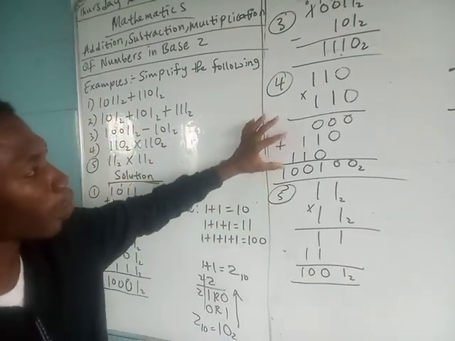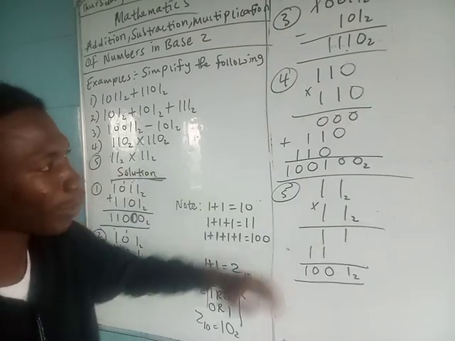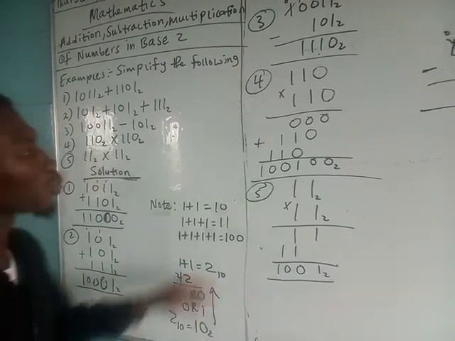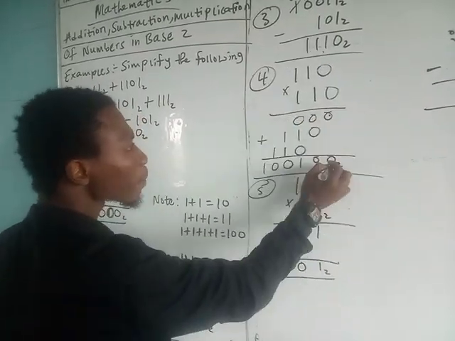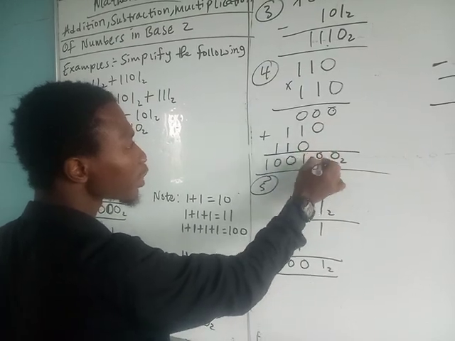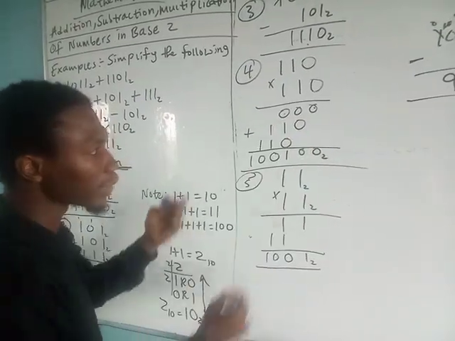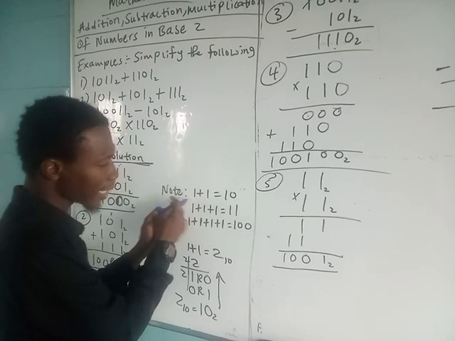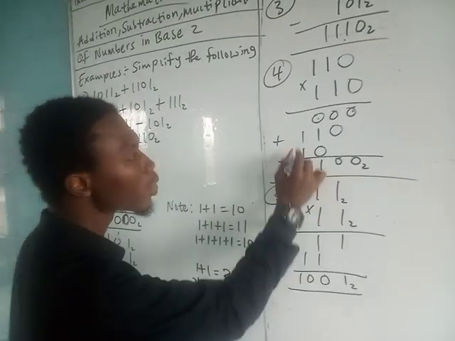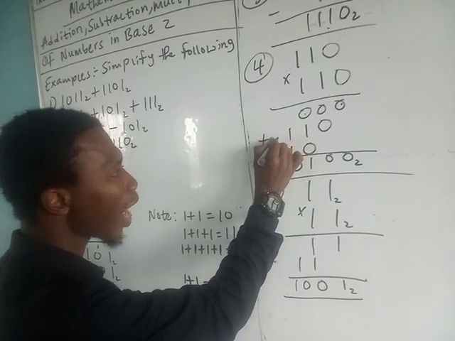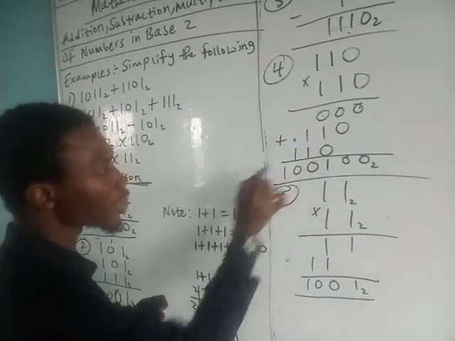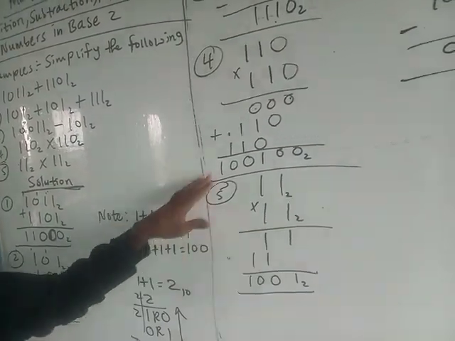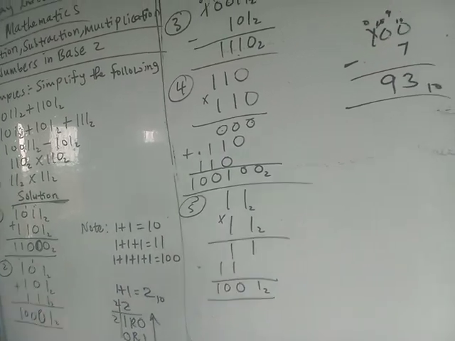After you're done with your multiplication, you will now do addition, and it follows what you do in the addition of base 2 numbers. 0 plus 0 is 0, 0 plus 0 is 0, 0 plus 1 plus 0 is 1. Then 1 plus 1 is 10, from the chart that I gave. So put down 0, carry 1 to this side. Then this 1, you add it to this, and it gives 10. So your answer to the multiplication is 100100 base 2.